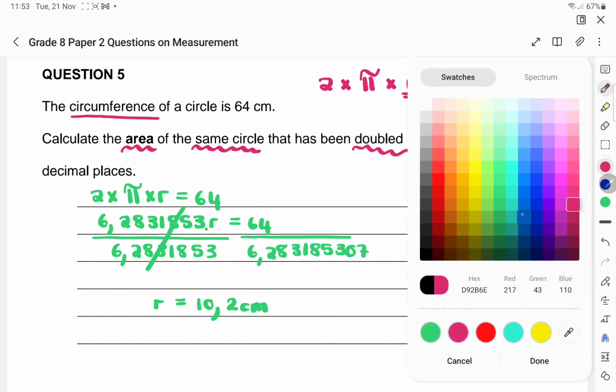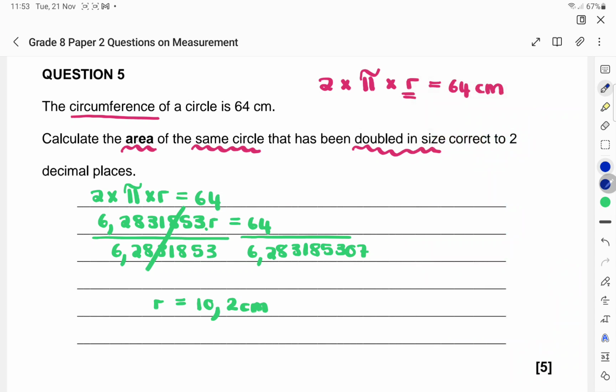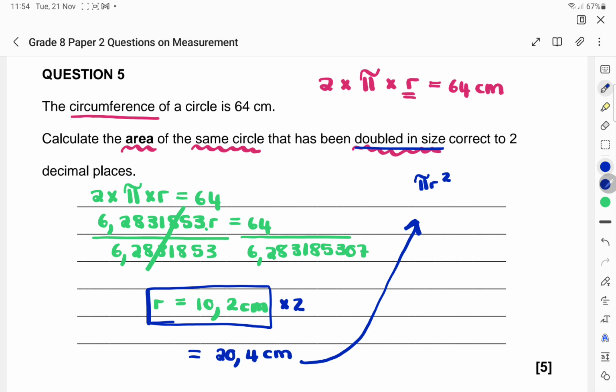Okay, but now they say to you, you have to work out the area. So the area is pi r squared of the same circle that shares the radius of 10.2, but it has been doubled in size. So what do I need to do with this radius? I need to times it by 2. And if I do that, I get 20.4 rounded off. And now it's been doubled, and they want you to calculate the area. So I'm going to use the area formula, which is pi times the radius, which is 20.4 squared.